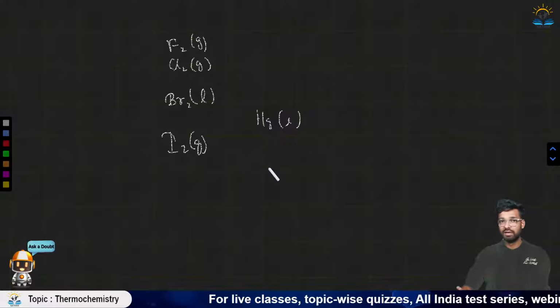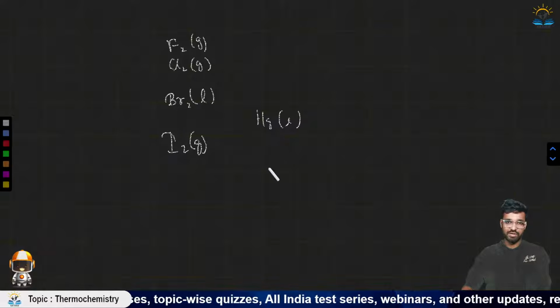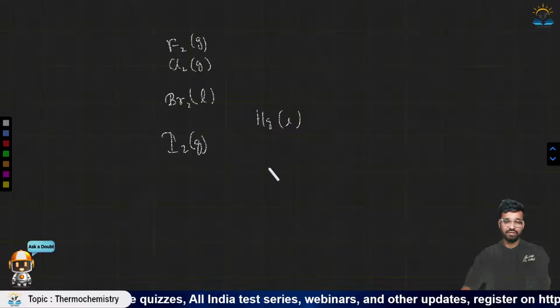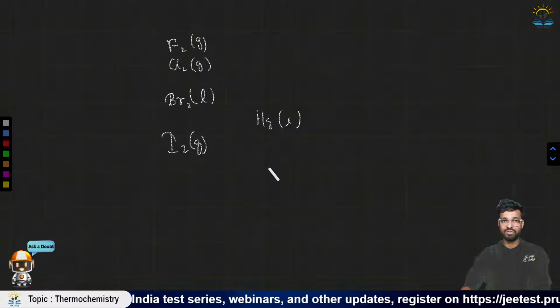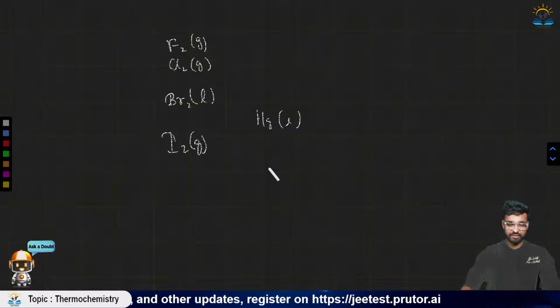You can look for the standard states in different books. It is given for different elements. So you must be aware of what the standard state is for some common elements at least, which are very much used in the equations.